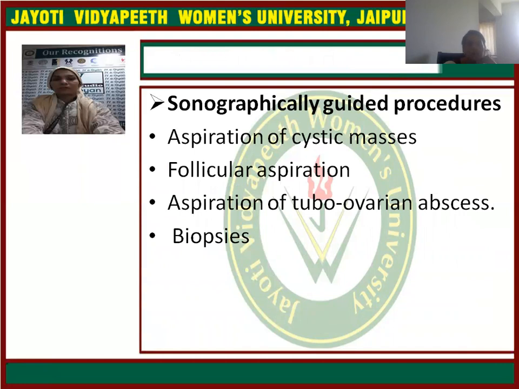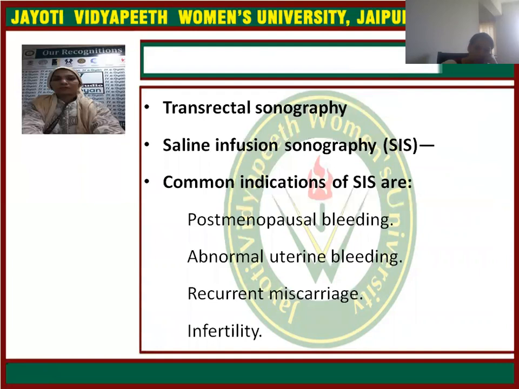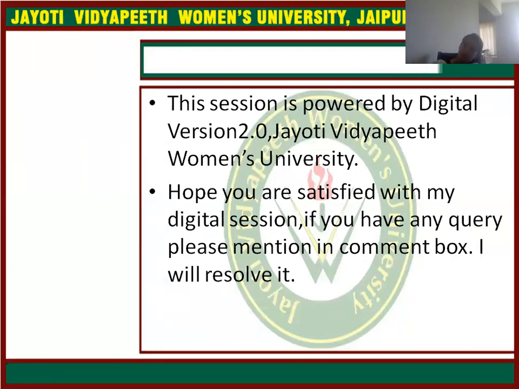Sonographically guided procedures: we can do aspiration of a cystic mass present in the pelvis, follicular aspiration, aspiration of a tubo-ovarian abscess, and biopsy in suspicion of malignancy. Transrectal sonography can be done whenever transvaginal sonography is not possible. Saline infusion sonography, SIS: common indications of SIS are postmenopausal bleeding, if a female presents with bleeding at postmenopausal age, abnormal uterine bleeding at any age, recurrent miscarriage, and infertility.